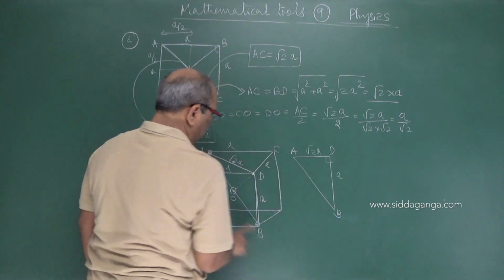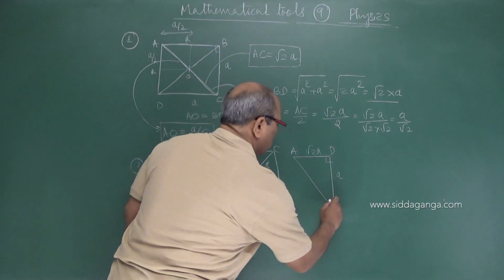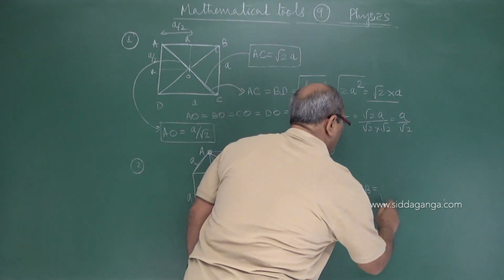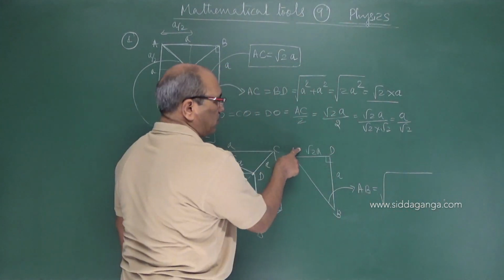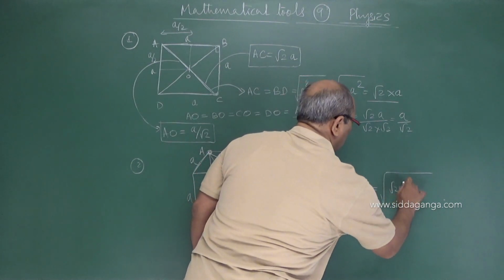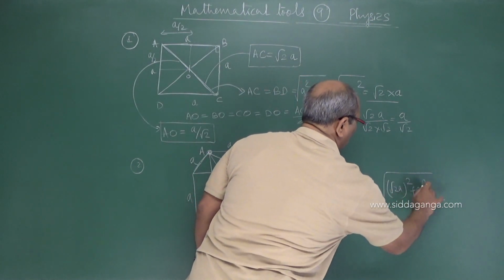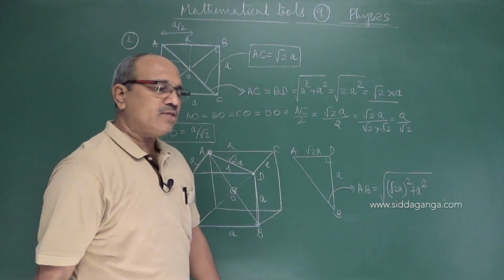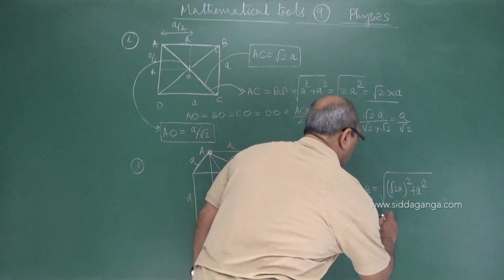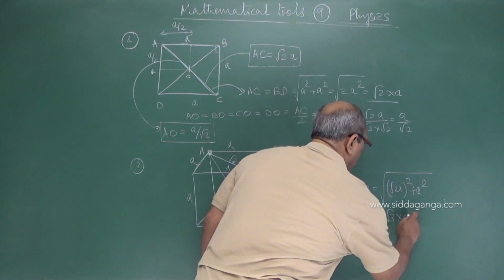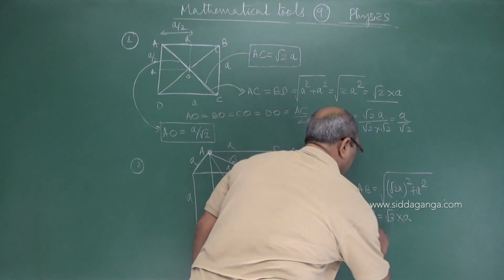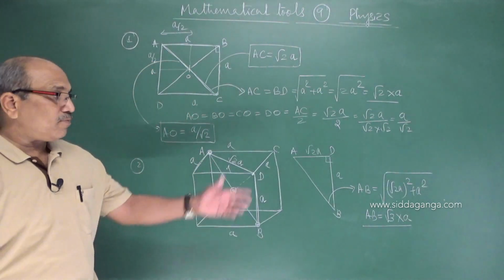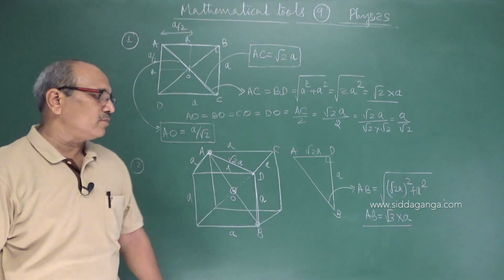What is this AB? AB is the square root of, by the Pythagoras theorem, root 2 A whole square plus A square. This becomes 2A square plus A square, which is 3A square, so it is root 3 into A. Fine, we got this answer. AB is equal to root 3 A. An important tool required, we got it.